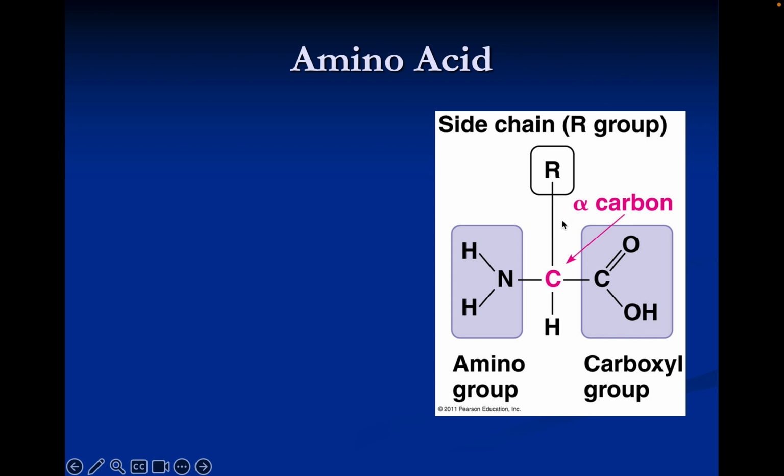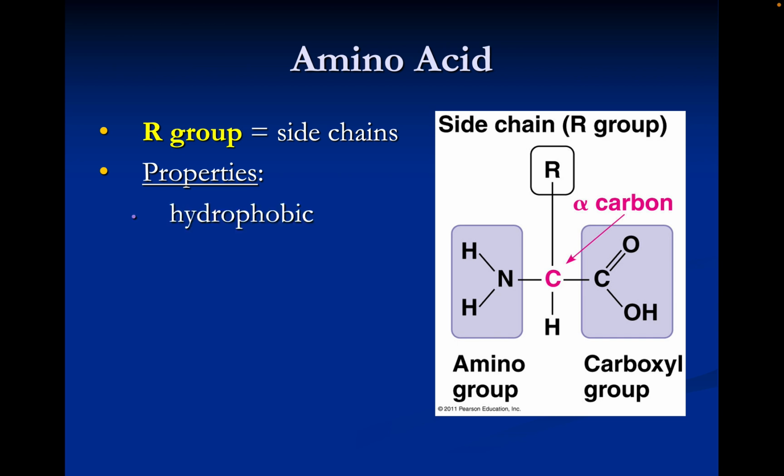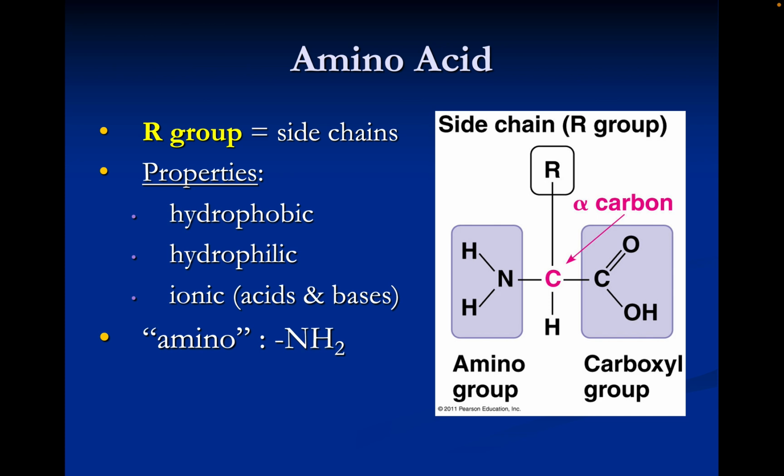Now, the thing that differs between each amino acid is the side chain, and that's this R group here. R in this instance is a variable. That's a placeholder like X in algebra. It is not representative of radon or some other element that we represent with a single letter. So this R is just a side chain, some other group. So the R group can be hydrophobic or hydrophilic. So it can be water-fearing or water-loving, and that plays a big role in the behavior of the amino acid. It could also be ionic, like an acid or a base.